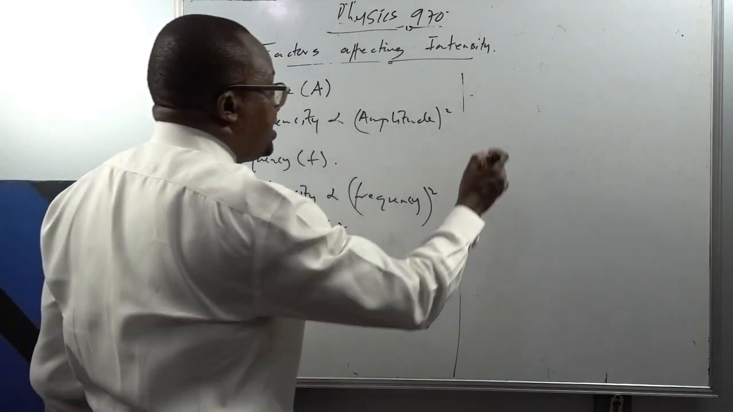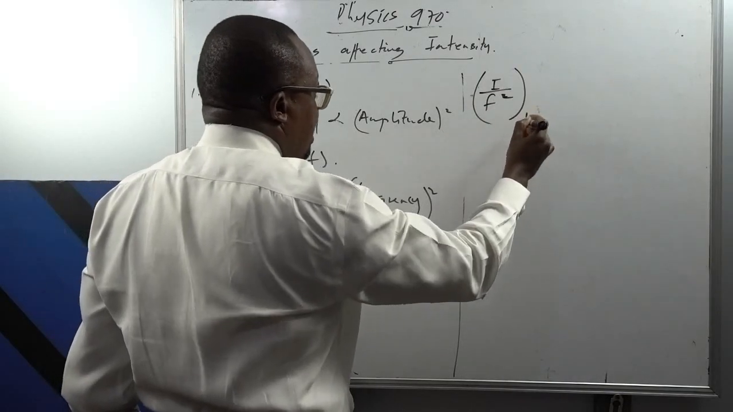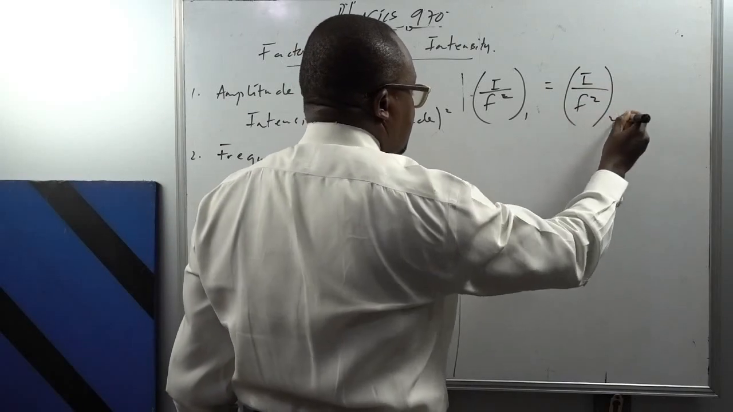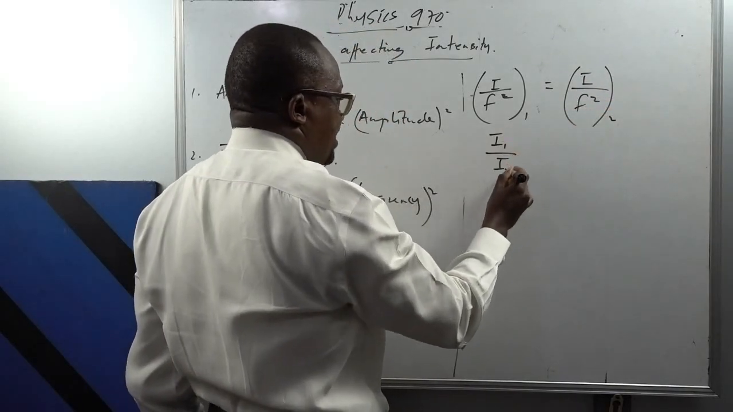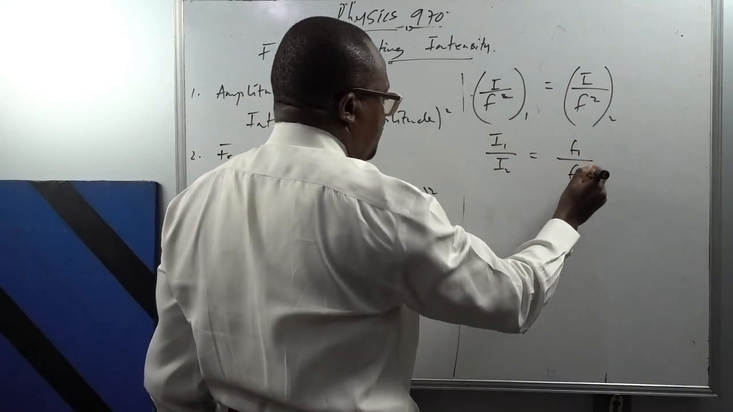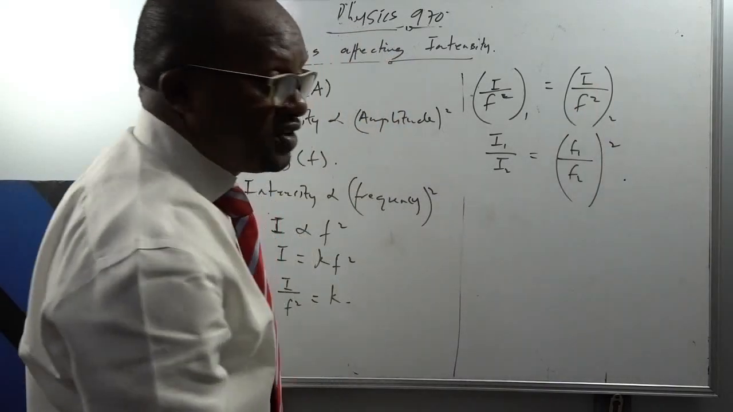So I can write it there, say I over F squared initially will be equal to I over F squared in the second case. So I1 over I2, if you cross multiply, will be equal to F1 over F2 all squared. So that is the way intensity is also affected by frequency.